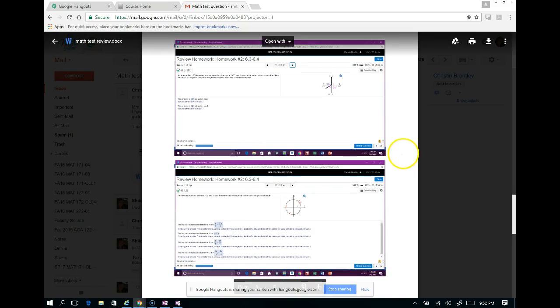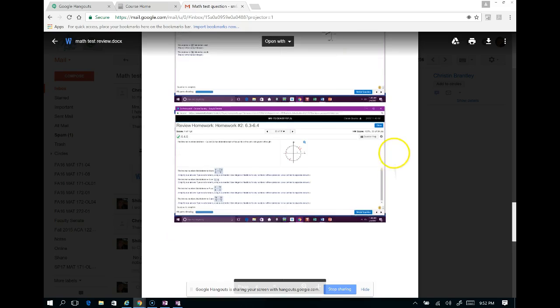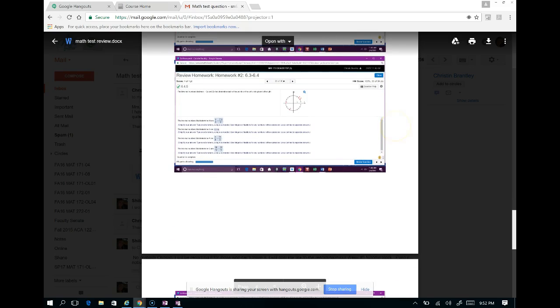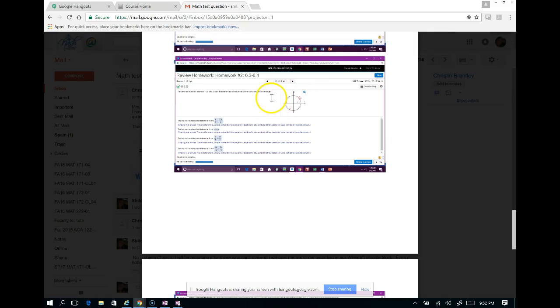And if you look at the answers, 87 and 50, so perfect. The next one is number 20, and it labels some points on a unit circle. It says find two real numbers between negative 2 pi and positive 2 pi that determine each of the points on the unit circle given to the right.